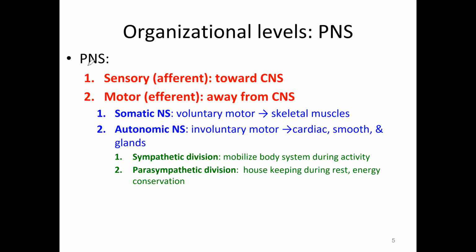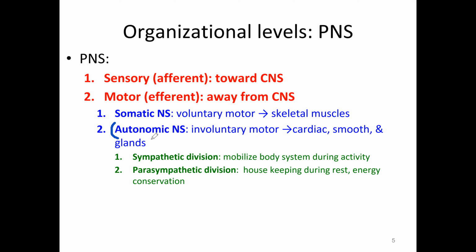Organization of PNS, peripheral nervous system. It has sensory division. Another name is afferent division. And sensory information goes towards central nervous system. And motor division or efferent always away from central nervous system. And this motor division includes somatic nervous system and autonomic nervous system. Now, somatic is under voluntary control, and somatic division innervates skeletal muscle. Autonomic nervous system is involuntary control and innervates cardiac and smooth muscles and glands.